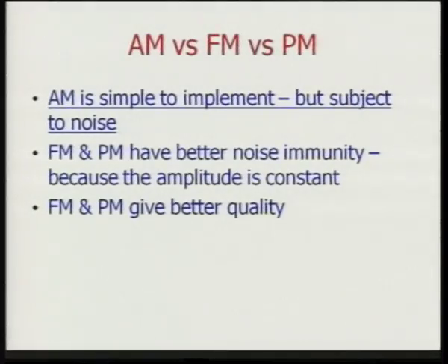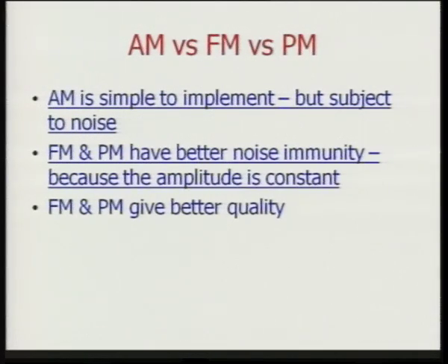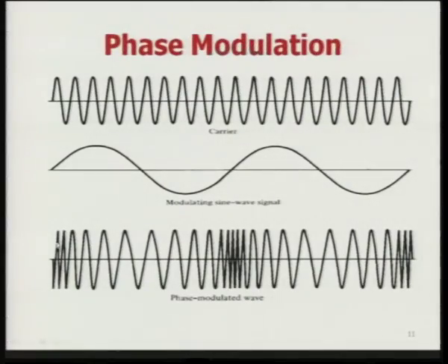But if you look at FM and PM, both frequency modulation and phase modulation have better noise immunity. The reason is that the amplitude is constant. We could probably just go back and take a look at the picture that we have here. You can see that in phase modulation the amplitude of the signal remains constant. So, if there is any noise that gets added over this, it can easily be just chopped off. The same thing is true for frequency modulation as well.